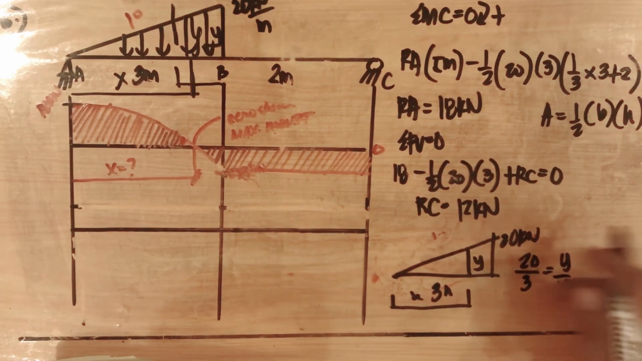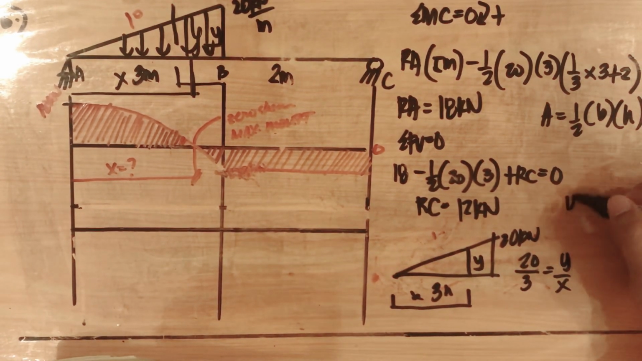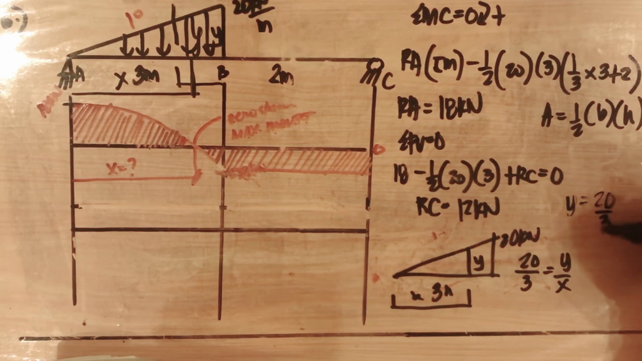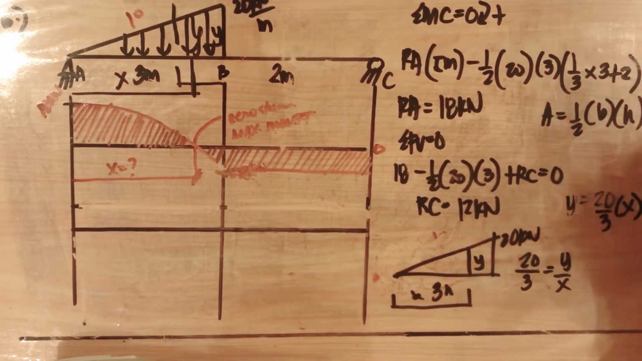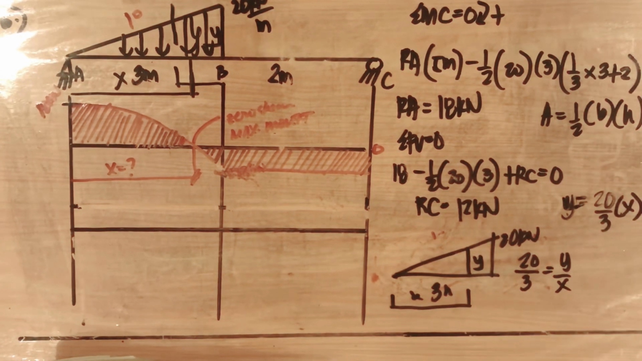Then, next, i-arrange ko lang yan. So, y natin is equivalent to 20 divided by 3 times x. So, ito yung na-input natin sa h value. So, y is equivalent to 20 divided by 3 times x. Then, next. So, balik tayo.